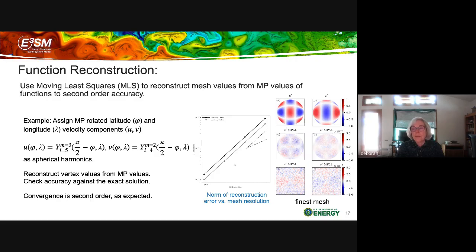And because we have exactness for linear polynomials, we can see we get 2nd order accuracy in our function reconstruction. So that's the first step of the MPM algorithm: to take information from the material points and put it on the grid.